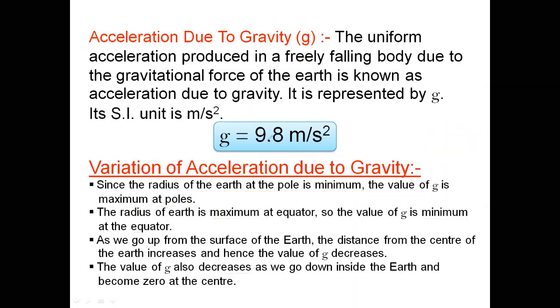One more case is here. The value of g also decreases when we go down inside the earth, and also it becomes 0 at the center. It also becomes 0 at center because the radius decreases here. यहाँ पे जो है रेडियस जो है वो डिक्रीज करेगी और सेंटर पे जो है रेडियस 0 हो जाएगी. That's why the value of acceleration due to gravity at the center of the earth will be 0.